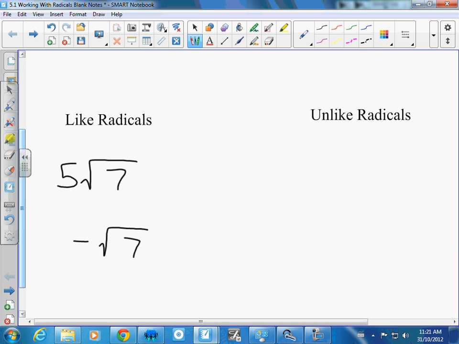Now, another way to think about this, guys, is pretend that the root of 7 is like an x. We have 5x and negative 1x. Are they like terms? Yeah, you learned this back in grade 9, right? If we had 5x and negative x, are they like terms? Can you combine them? Yeah, okay, we're going to do that with radicals. We're going to combine radicals. We're going to add, subtract, multiply, and divide.